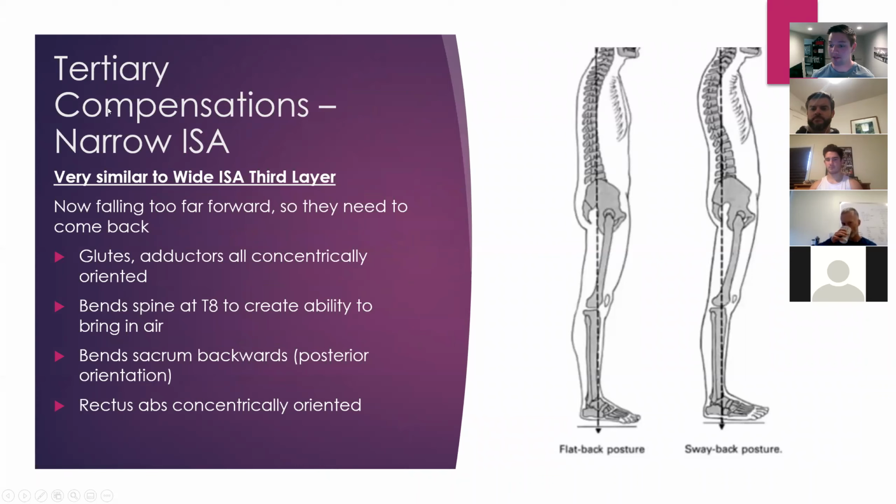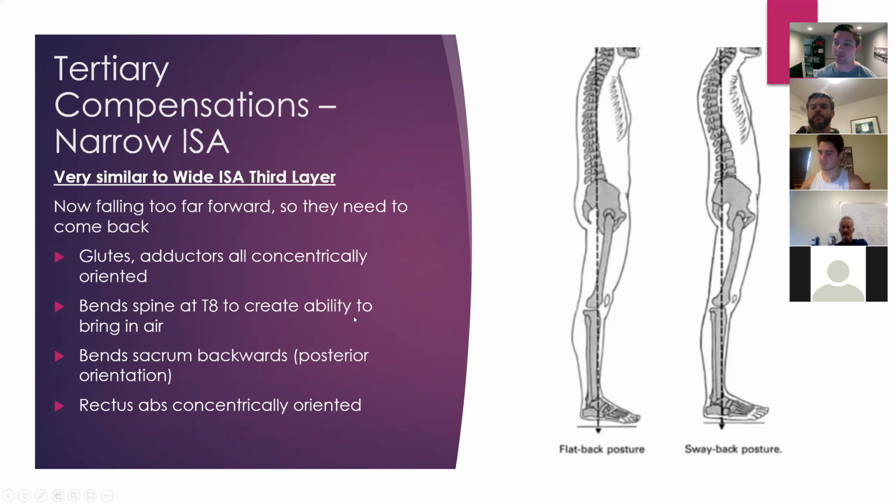Now the tertiary compensations, we're back to sway back. So this is very similar to the wide ISA third layer. Now they're falling too far forward, so they need to come back, at least within their pelvis. So what they're going to do here is they're just going to be compressed from all directions. Everything is now compressed. They have compression on the front and back side of their pelvis and front and back side of their thorax. So that's why sway back looks so janky right there on the right, because you have all these different layers of compression pushing you in and out.